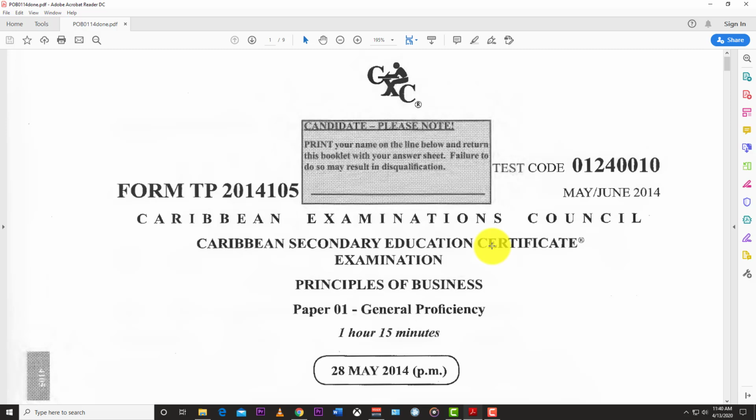And the next paper I'm going to do for POB will be the 2017. Yes, I got a 2017 paper from one of the members of the community.